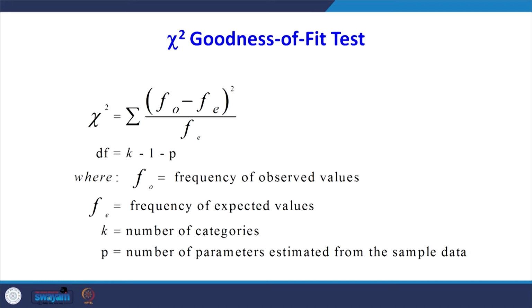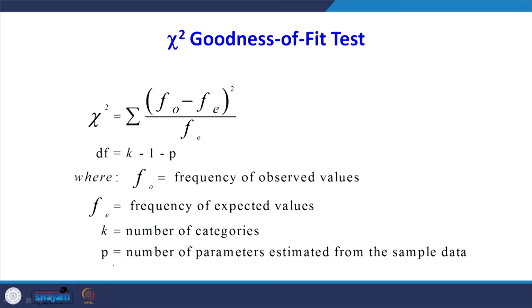The degrees of freedom is different from what we have seen previously. In the contingency table, the degrees of freedom is number of rows minus 1 times number of columns minus 1. Here the degrees of freedom is k minus 1 minus p, where k is the number of categories, number of observations we can say, number of categories. Here p is the number of parameters estimated from the sample data. The number of parameters you should know in advance.